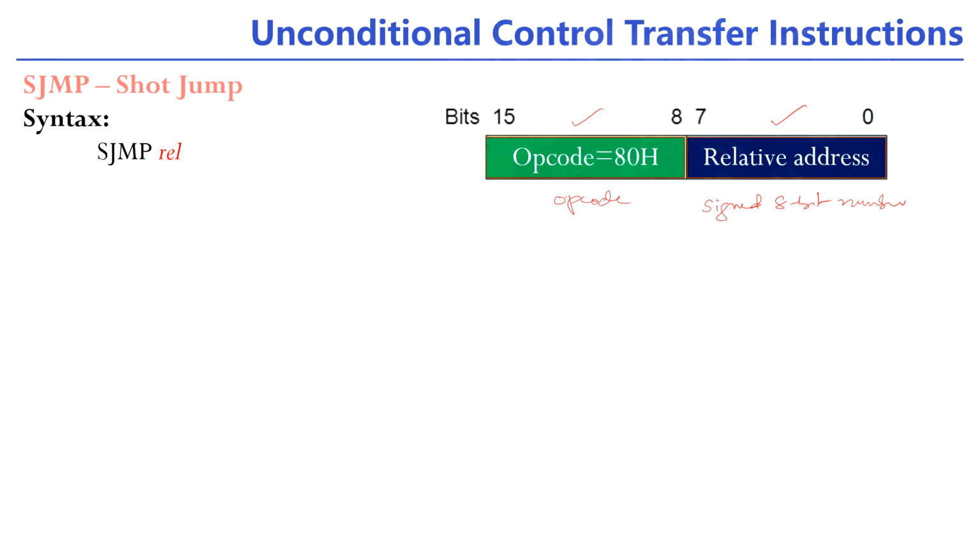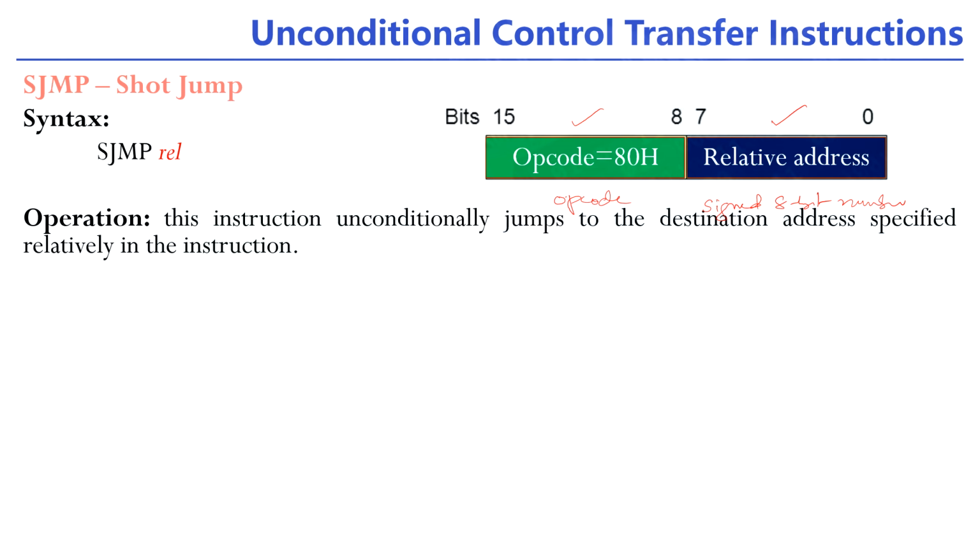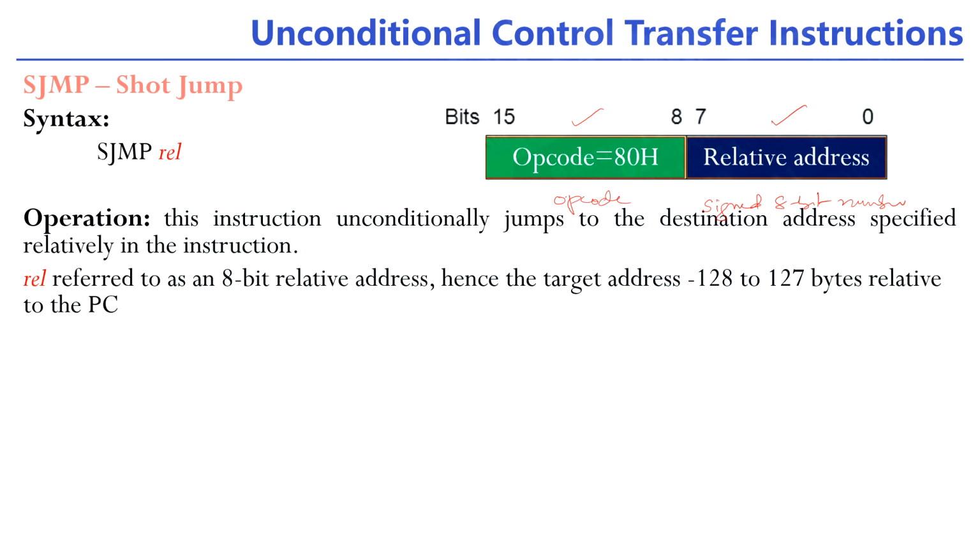The syntax is SJMP relative address. This instruction unconditionally jumps to the destination address specified relatively in the instruction. So that means here relative refers to an 8-bit relative address, hence the target address is minus 128 bytes to plus 127 bytes relative to the PC value. Here you can see the SJMP example.